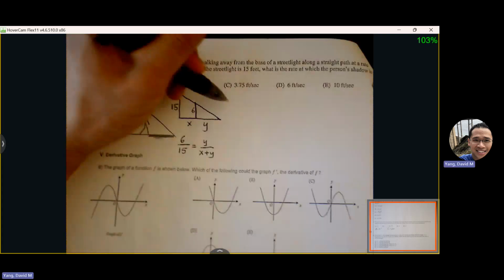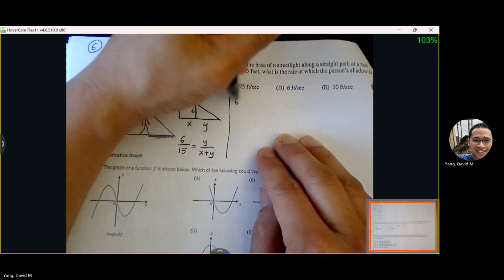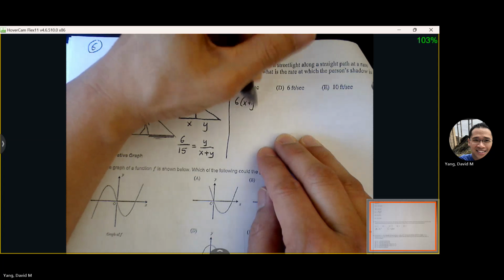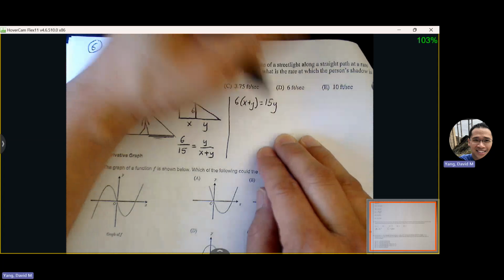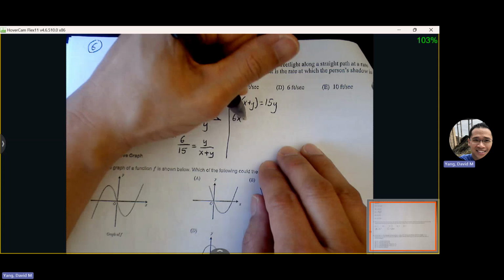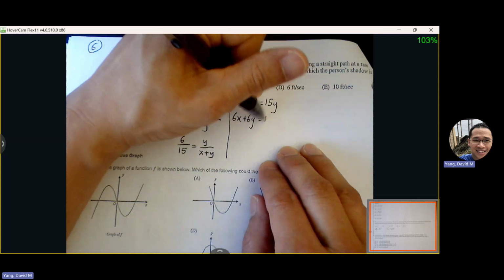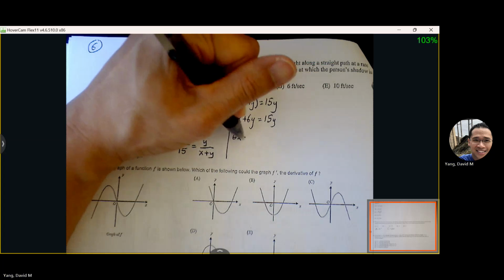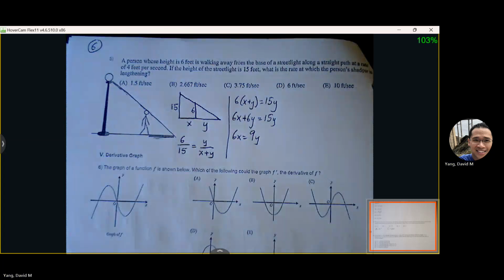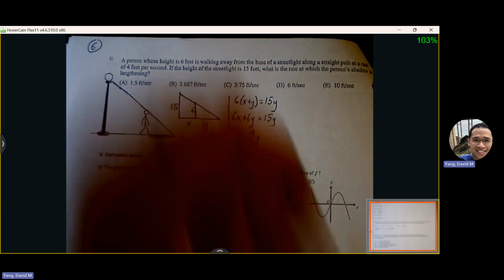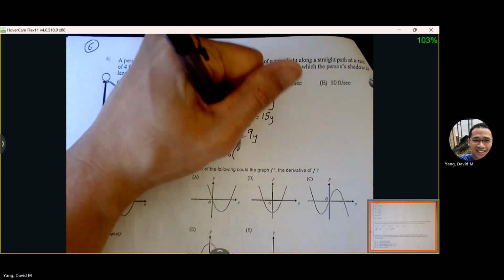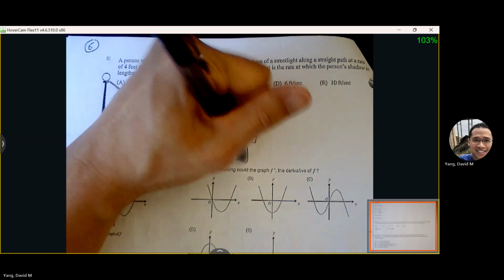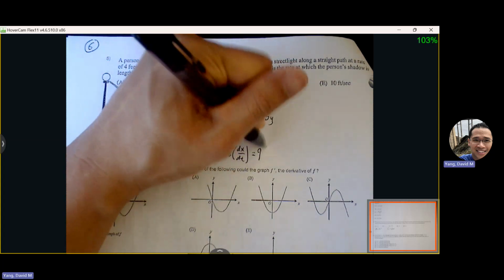And from here, we cross multiply. We do want to clean this up to the point where it's easy for us to find the derivative. I'm going to combine like terms. So, a relatively easy equation for us to find the derivative. 6x becomes 6 dx/dt. And then 9y becomes 9 dy/dt.